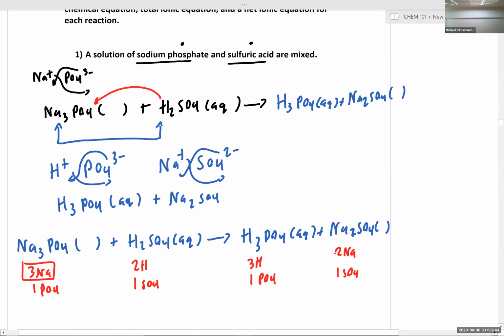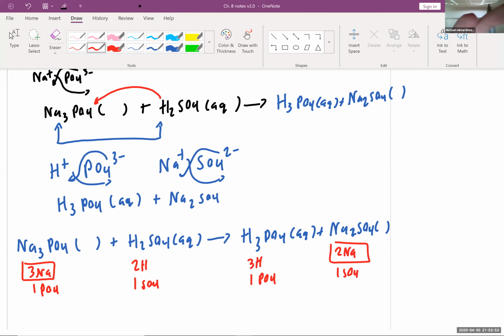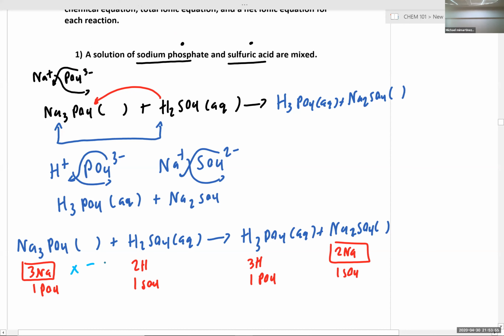Now, since we have the same ion on both sides of this chemical equation, I'm going to use the least common multiple method. So what's the least common multiple between 3 and 2? 6. So we're going to multiply our amount of sodium sulfates by 3, and the amount of sodium phosphates by 2. So we have 6 sodiums and 2 phosphates. And now we have 6 sodiums and 3 sulfates.